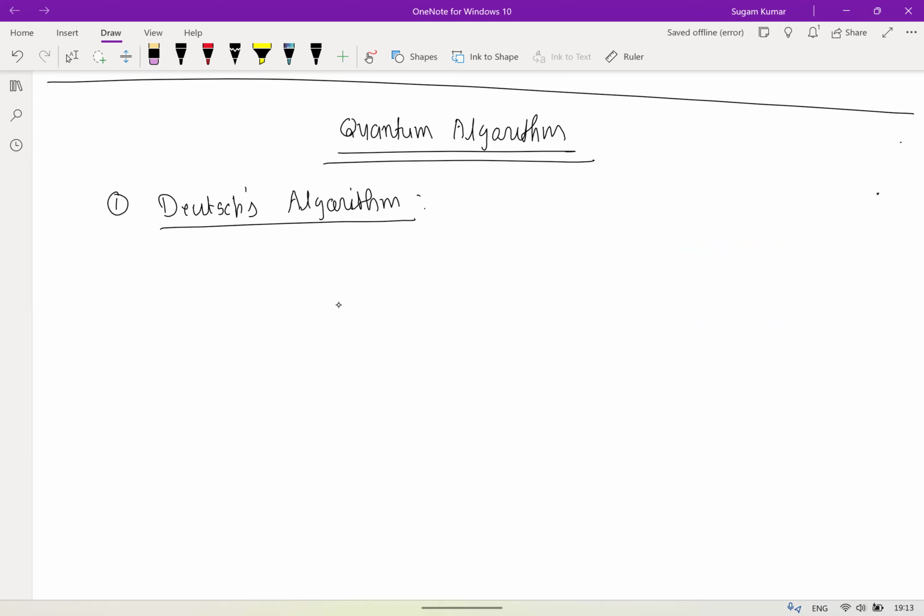The Deutsch problem, actually, what it does, I mean, this is actually an algorithm to find whether a Boolean function is balanced or constant. So when I say constant, constant means whatever I put in the function, it gives the same output.